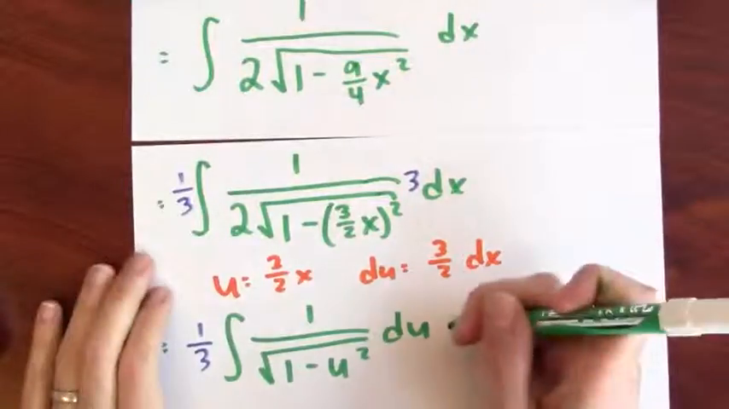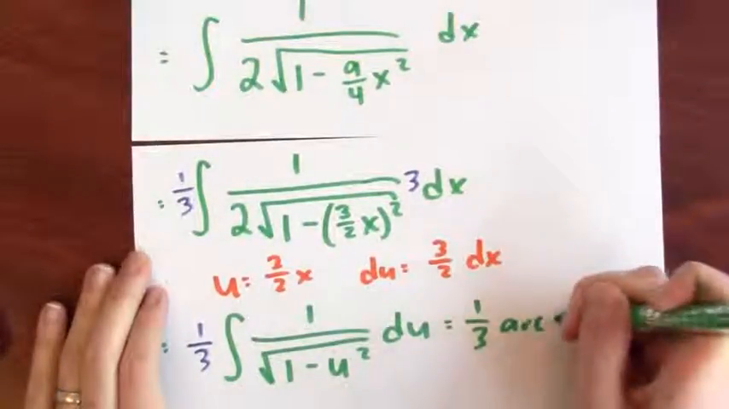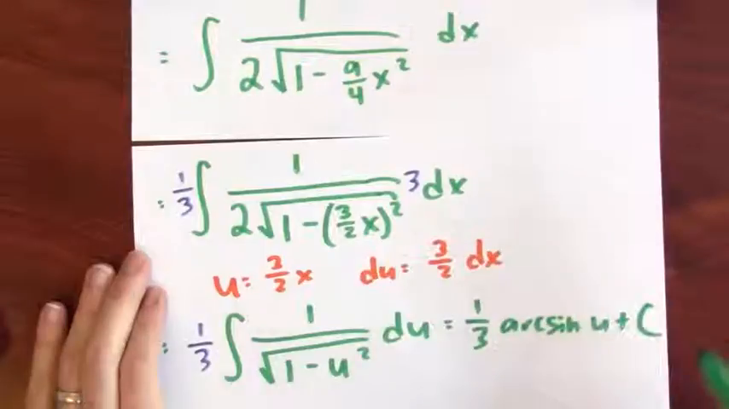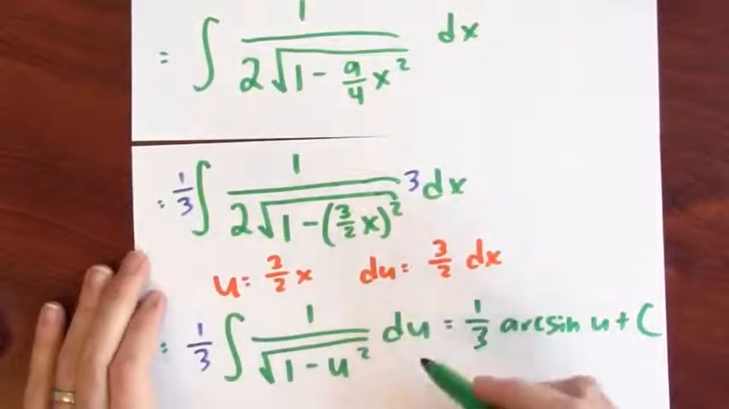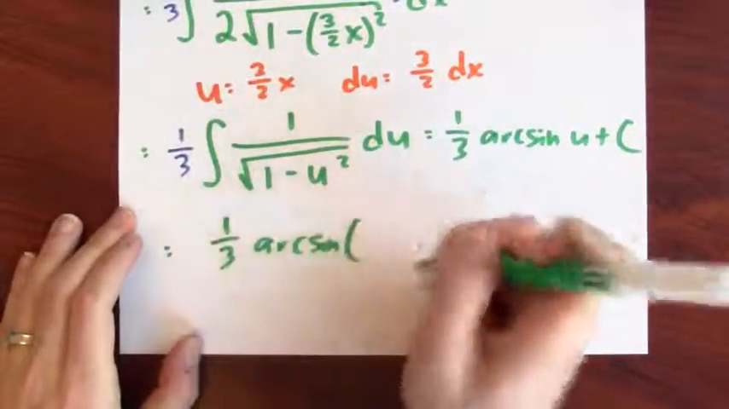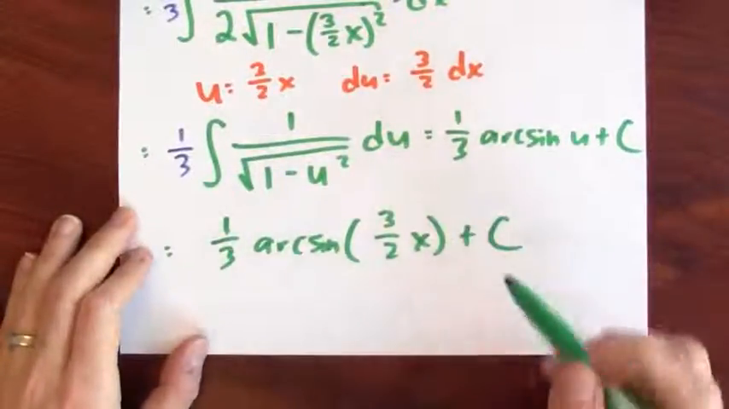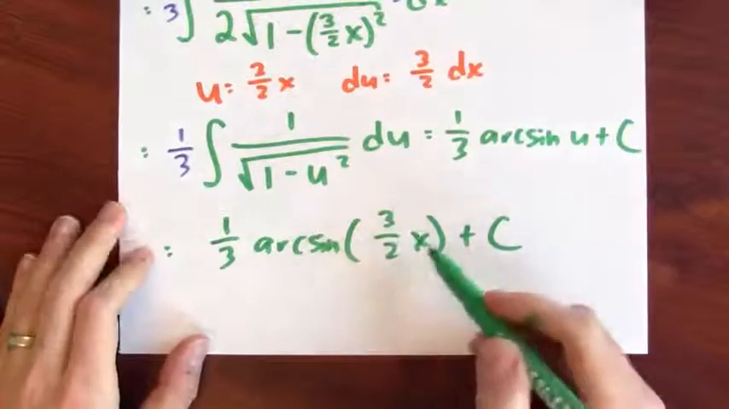Why is this a good idea? Well, this is a good idea because this is now 1/3, and I know something which differentiates to this. Arc sine u is the antiderivative of this. To finish this, I'll replace u by 3/2 x. So I get that this is 1/3 arc sine of 3/2 x plus c. This is just because u is 3/2 x.